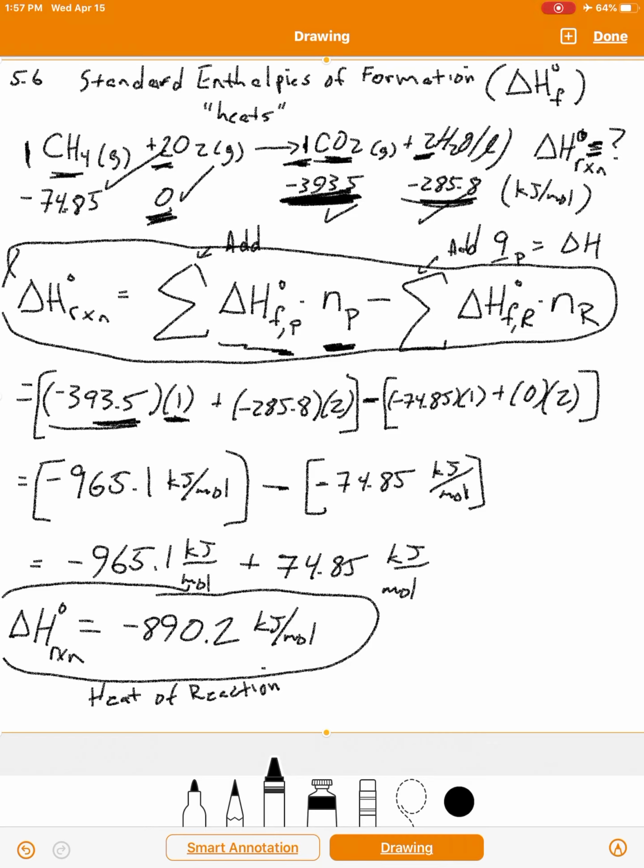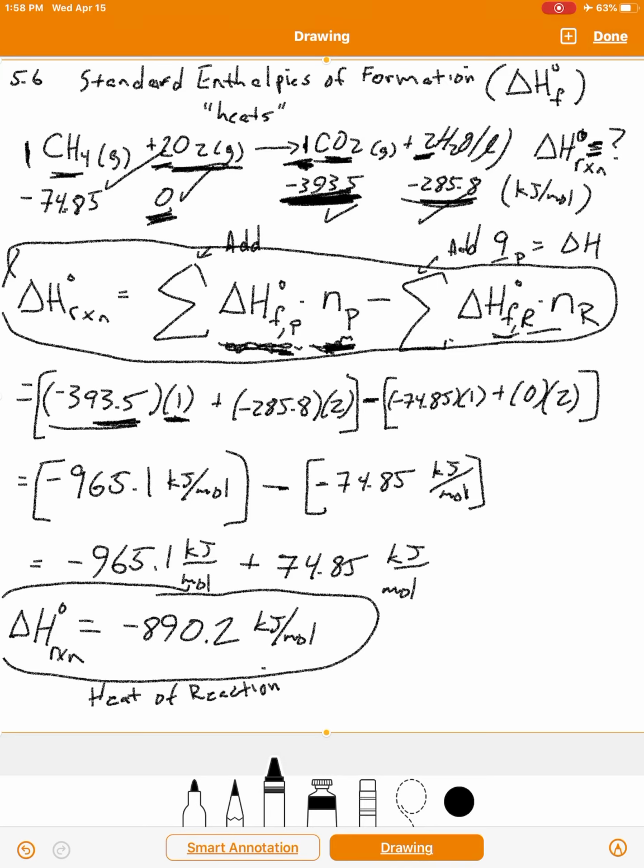By the way, elements like oxygen that are in their most standard state are usually 0. So hydrogen, H2 is 0, O2 is 0. Then what you do is use this equation. You take the heat of formation that you've looked up, multiply that by the number of moles in the balanced equation for that substance, add it up for all the products, add it up for all the reactants, and then take the difference. And just be careful of your signs as you work through there. So this would be the heat of reaction for the combustion of methane, 1 mole of methane.